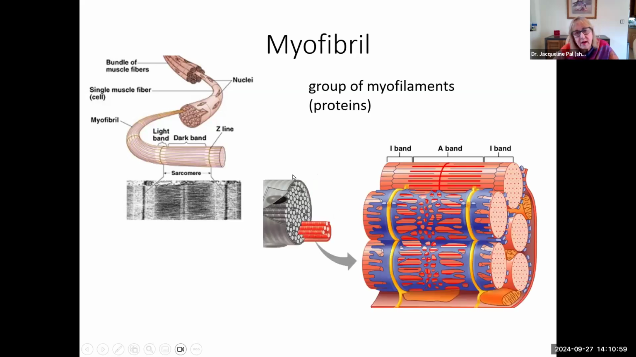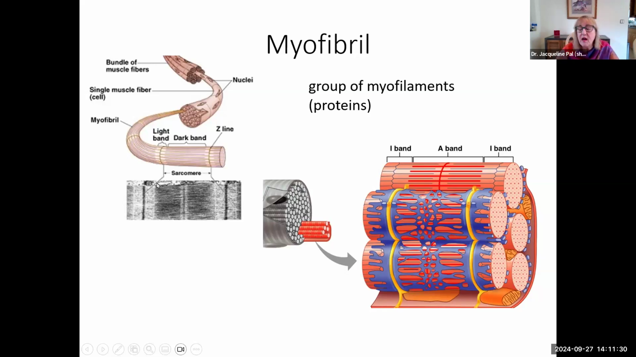Here is another one showing the cell, nucleus pushed off to the side. Here are the myofibrils. There's a myofibril, another one, another one, another one. You can see how the sarcoplasmic reticulum surrounds each myofibril. You can see how the T-tubule surrounds each myofibril as well. Okay, and then you can see we're going to have a dark band, which is going to be here, and we're going to have a light band as well.